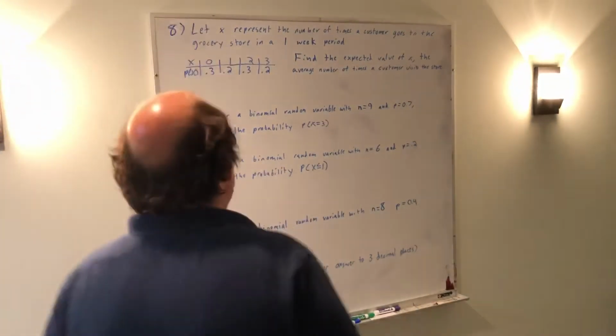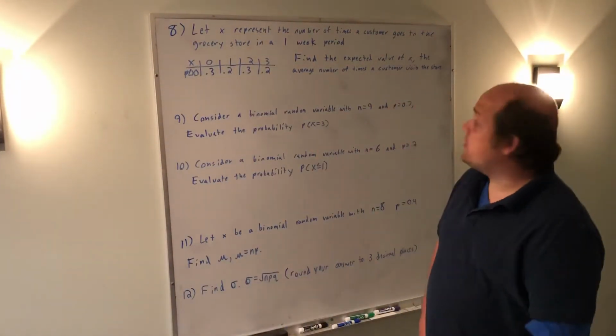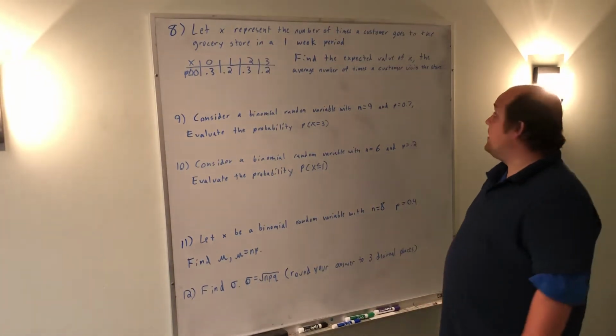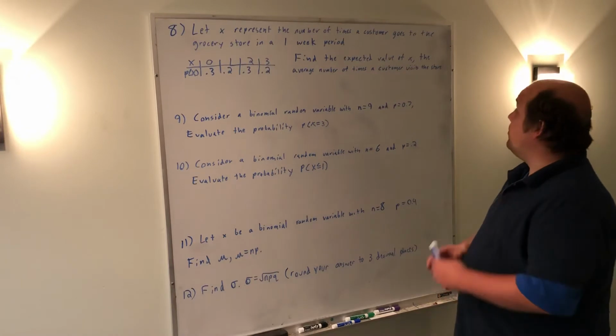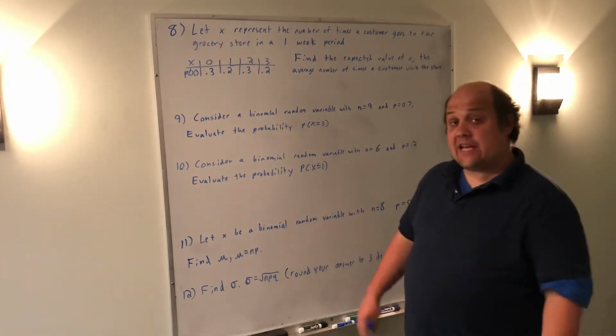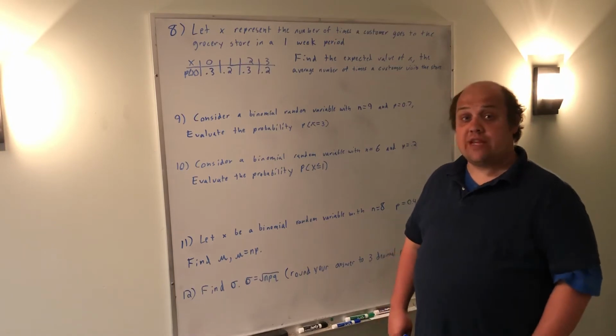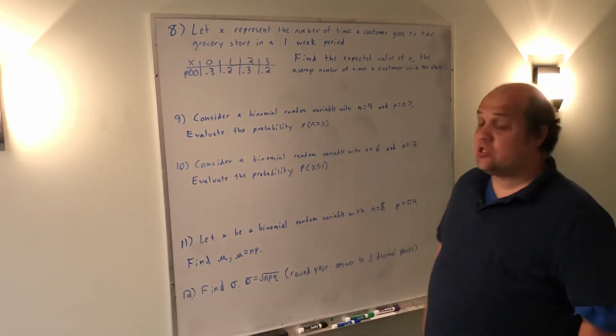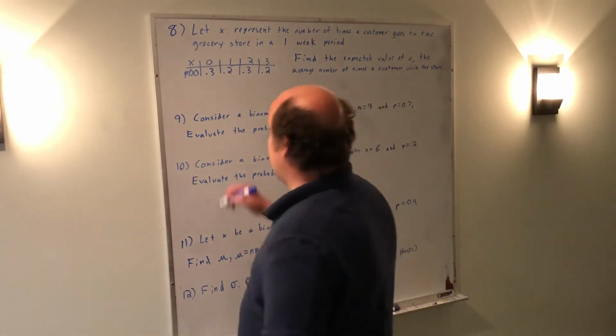Question 8 tells us that X represents the number of times a customer goes to the grocery store in a 1 week period. It asks us to find the expected value of X, the average number of times a customer visits the store. Remember that the expectation or expected value of a discrete distribution is the same thing as asking for its mean. So really this is just asking us to calculate the mean of the distribution.